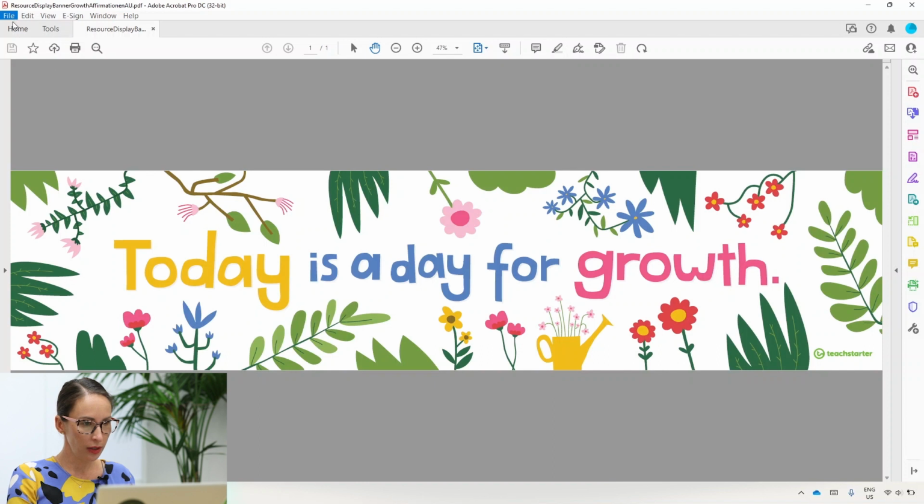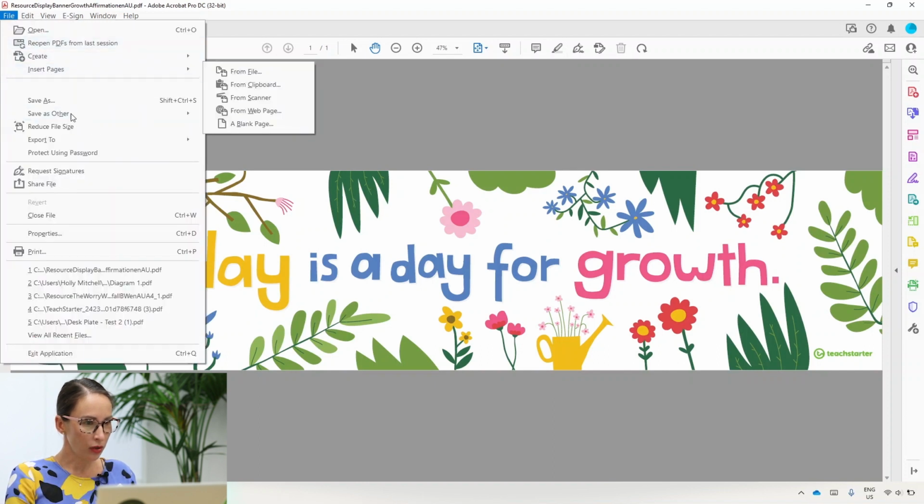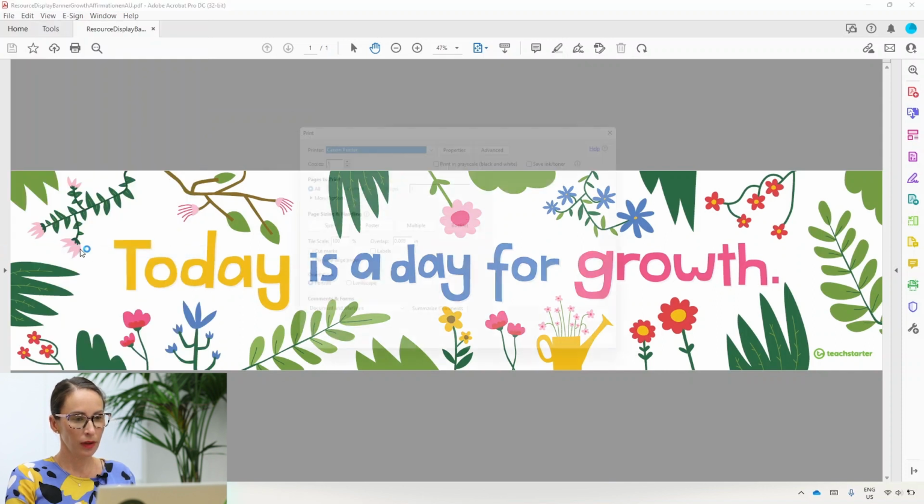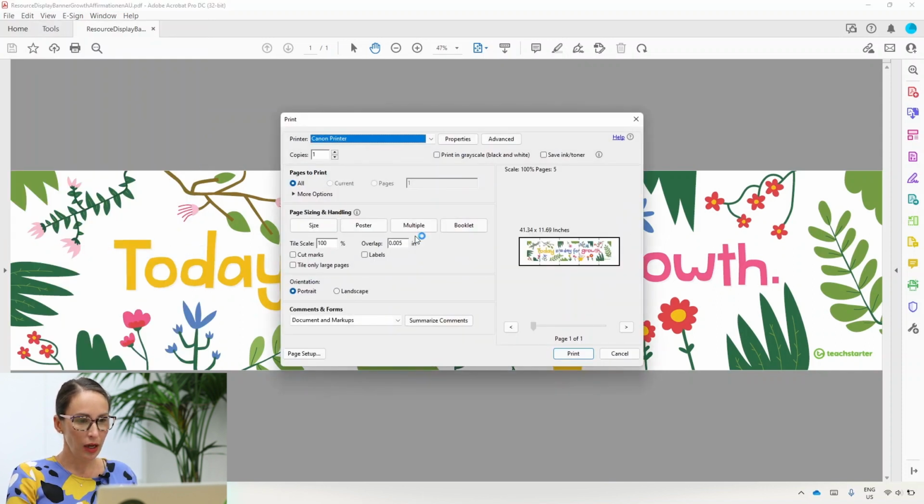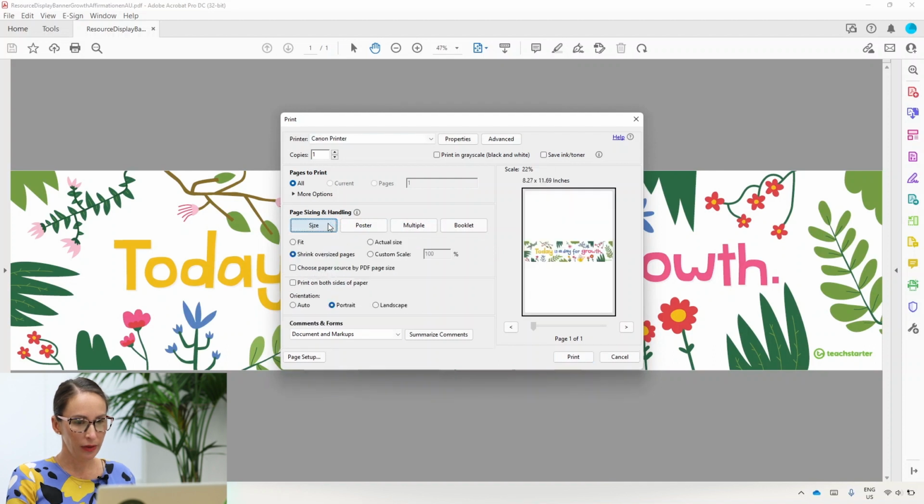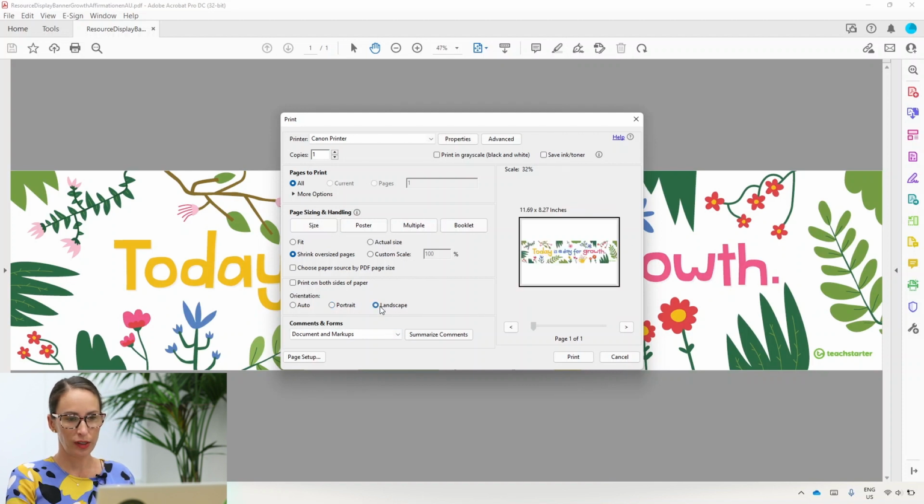So you'll go File and you'll go Print. Okay, so this is where you will probably have, this is what it'll look like. Even if you just change that to landscape, it's still just going to print on one page.